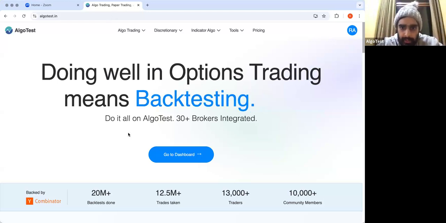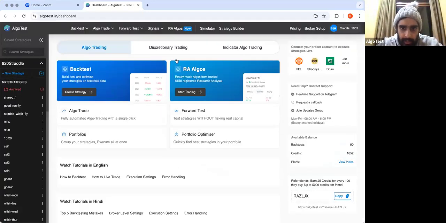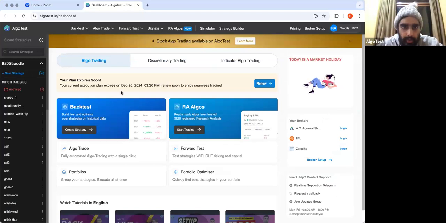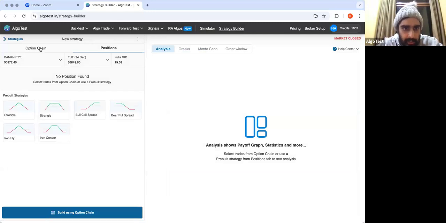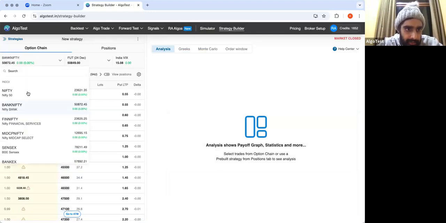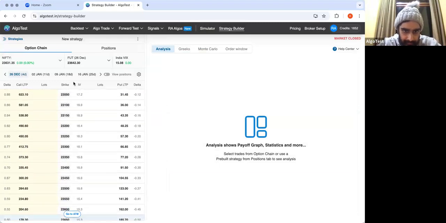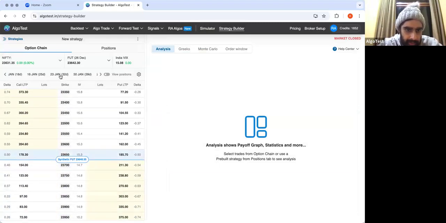Okay, so in the last session, I had shown you guys an option chain. We were talking about implied volatility. Open up the strategy builder. Let's go to the option chain. Let's look at Nifty because I usually just look at Nifty. Let's look at Nifty, the Jan expiry.